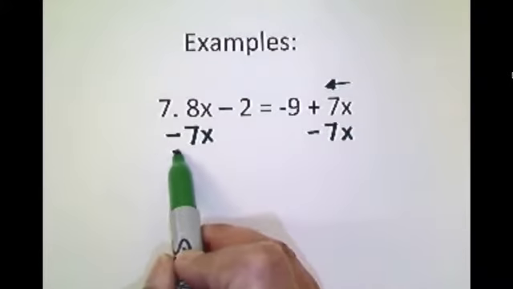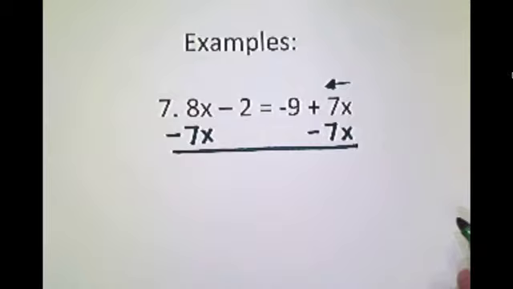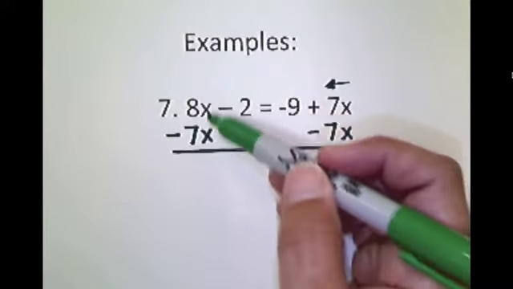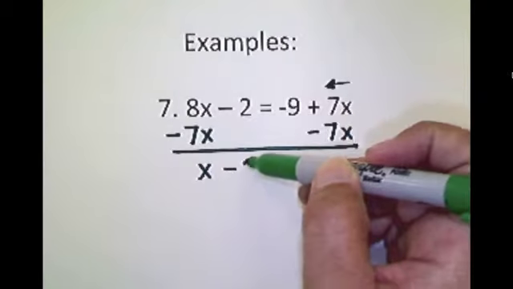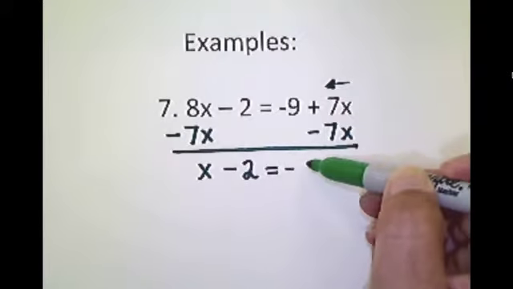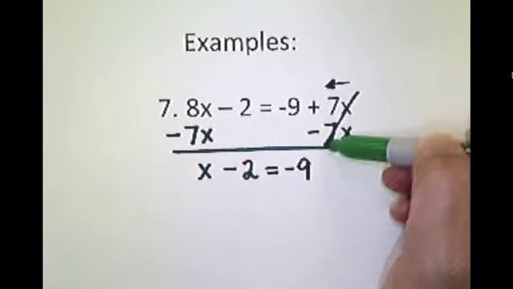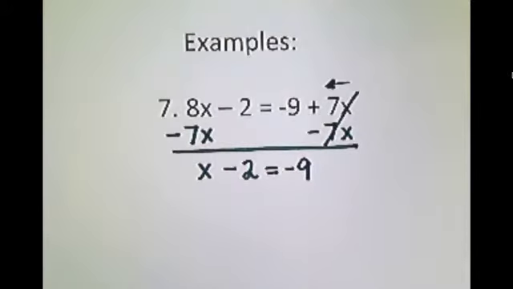Subtracting 7x is the same thing as adding a negative. 8x minus 7x gives us 1x. Those eliminate to 0. x minus 2 is equal to negative 9. This is the only variable that we have left in our equation, so we want to get rid of the negative 2, the minus 2.